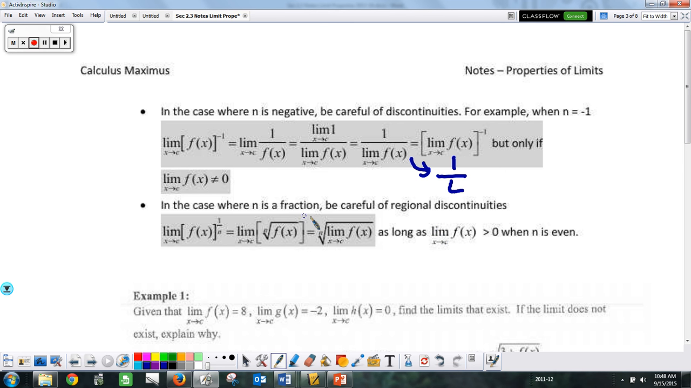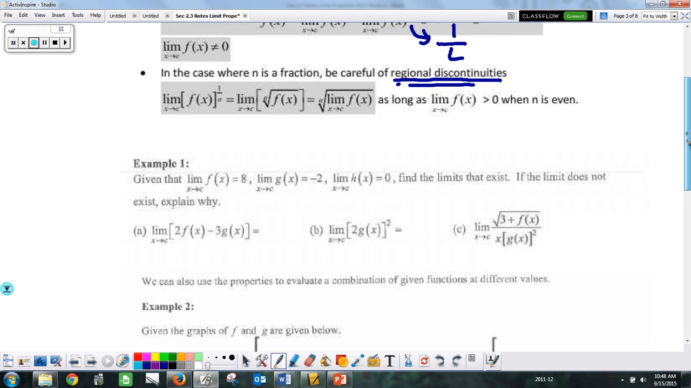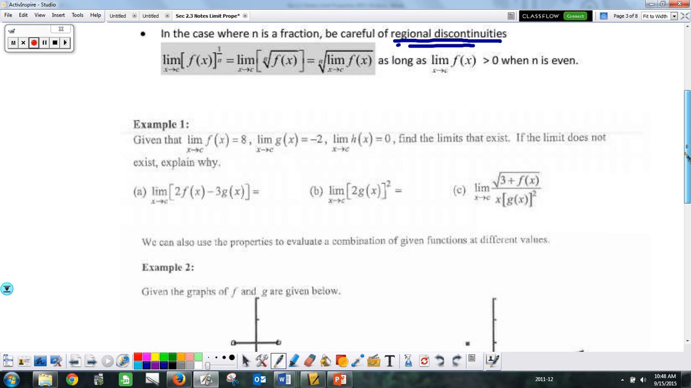Okay, and then when you have the case where n is a fraction, you want to be careful of regional discontinuities. You don't want to run into that idea of, hey, I'm at the endpoint and that's going to give me a problem. What you want to make sure is that the limit as x approaches c of the inside function is not going to 0 when you have a square root function or a fourth root function or any of those, because you would be on the endpoint where you have a regional discontinuity. So those are some cautions. And a lot of these problems, it's going to look like you're going to do direct substitution, and you have to be careful. You only use direct substitution if you know you are continuous there.